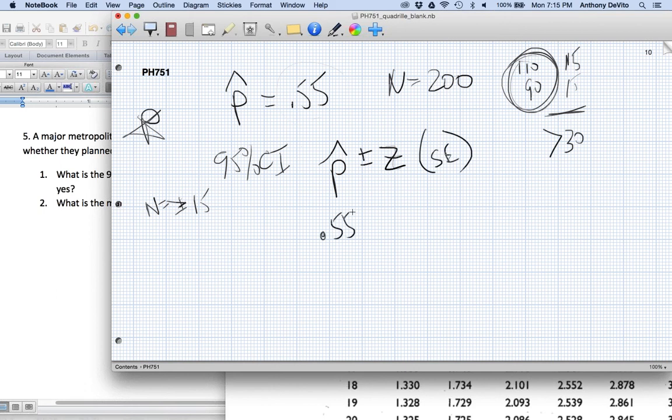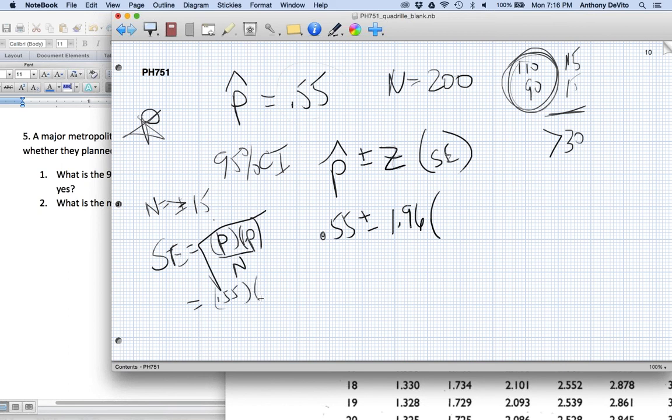It's going to be equal to 0.55 plus or minus, for a 95% confidence interval, Z is going to be 1.96 times my standard error. What's my standard error going to be? Standard error is going to be equal to the square root of P times 1 minus P over N. So that's going to be equal to 0.55 times 0.45 over N, which is 200, and I'm going to take the square root of that whole thing.